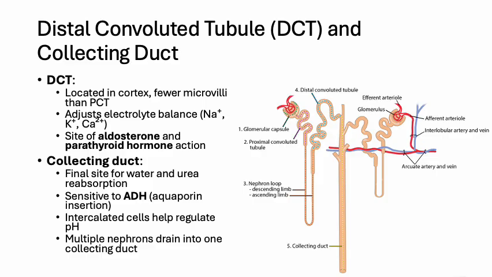The collecting ducts receive input from several nephrons and determine the final water content of the urine. In the presence of antidiuretic hormone, aquaporins are inserted into the duct walls, allowing water to be reabsorbed and producing concentrated urine. Intercalated cells also assist in acid-base regulation by secreting hydrogen ions or bicarbonate as needed.